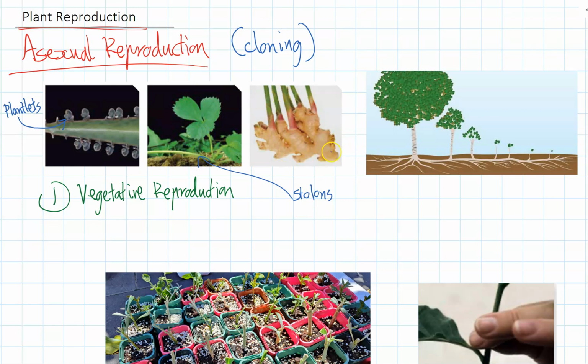And it also happens with roots underground as well. So, well, it's actually an underground stem. These are called rhizomes. You don't need to know the name either. But they're just stems that grow underground, and then they pop up a new plant further along, and that plant starts to grow into a new clone.